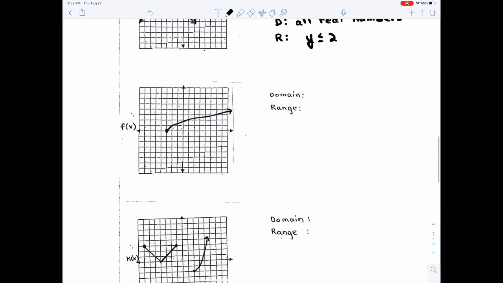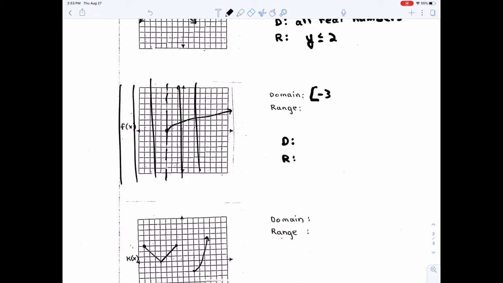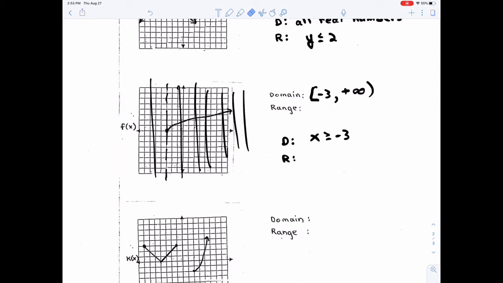Okay, let's look at the next one. Let's start here on the left. The graph's not touching it, not touching it, not touching it. Finally here, we're touching it. So at, what's that, -3, including -3. And then it just keeps touching it forever, so to positive infinity. As an inequality, we'd say x is greater than or equal to -3. Let me get rid of these.